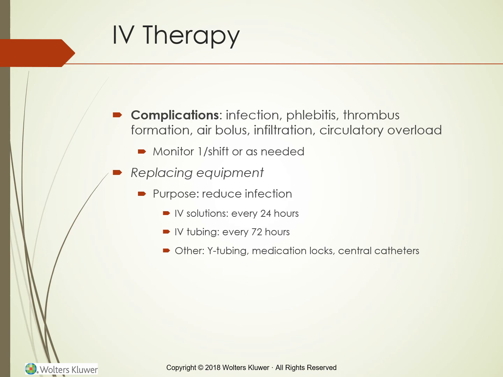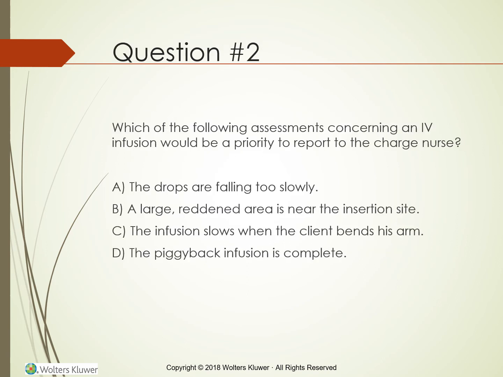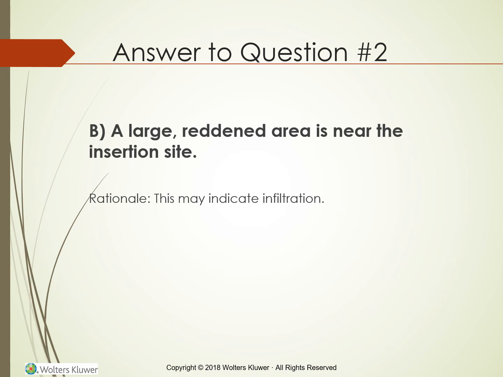Monitoring for complications. Which of the following assessments concerning an IV infusion would be a priority to report to the charge nurse? The drops are falling too slowly, a large reddened area is near the insertion site, the infusion slows when the client bends his arm, or the piggyback infusion is complete. You should have chosen a large reddened area near the insertion site, which may indicate infiltration or phlebitis.